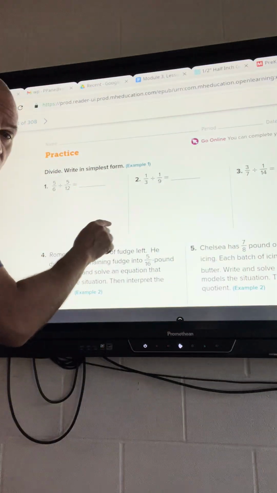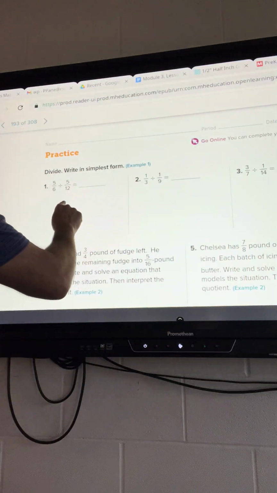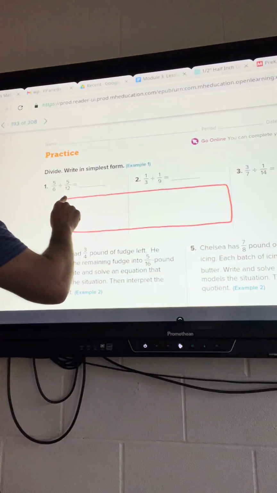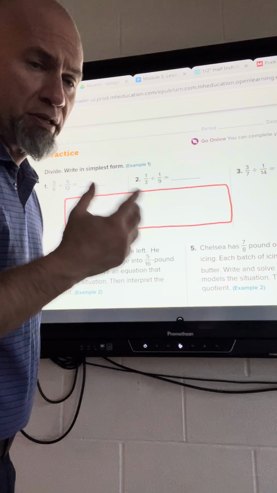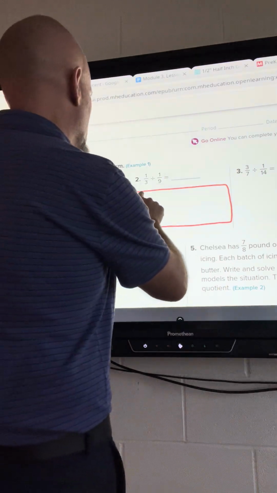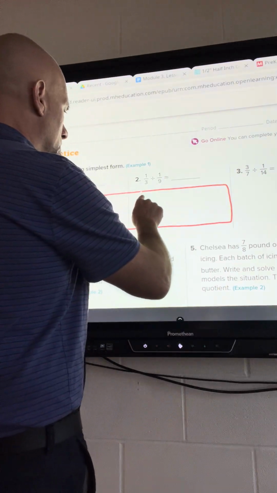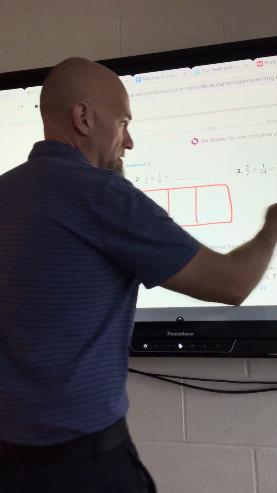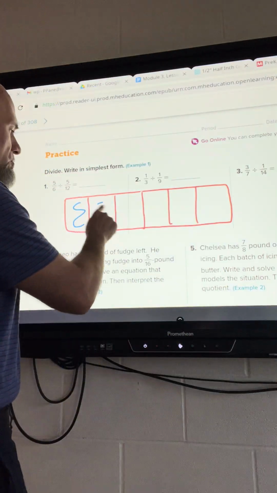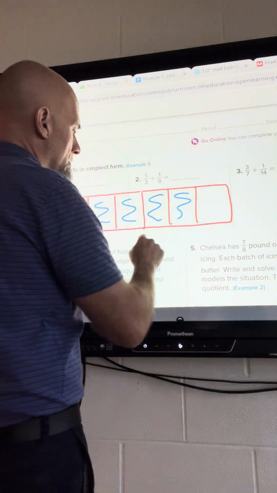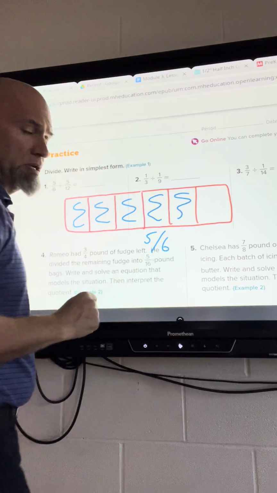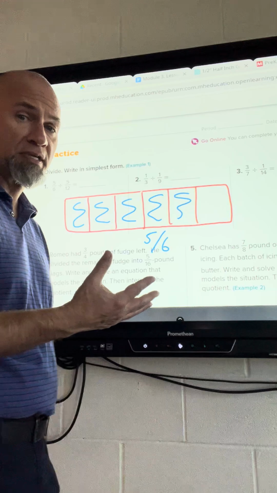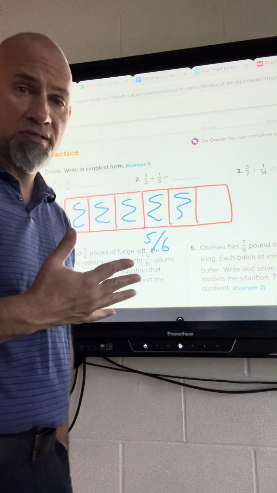So remember, to show 5/6 divided by 5/12, because 5/6 is not a whole number, it's less than 1, the diagram that we make is going to be cut up into 6 pieces. Then we'll shade 5 of those in to show the fraction 5/6. Now we want to find out how many groups of 5/12ths are inside of 5/6. So we have to convert these 6ths to 12ths.